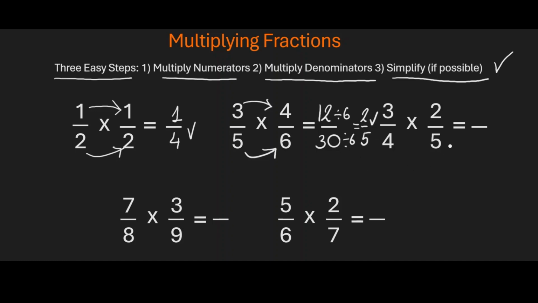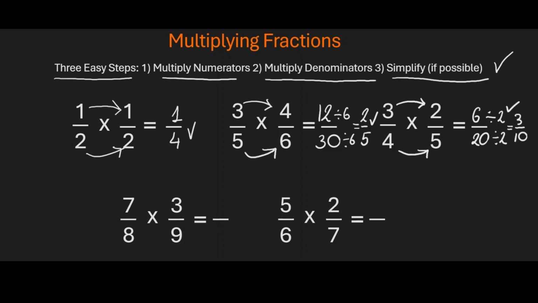Now let's move on to 3/4 multiplied by 2/5. Multiply the numerators. 3 times 2 equals 6. Multiply the denominators. 4 times 5 equals 20. That gives us 6/20ths, and if we simplify, both numbers can be divided by 2, so we get 3/10.